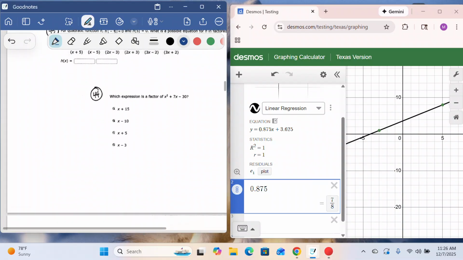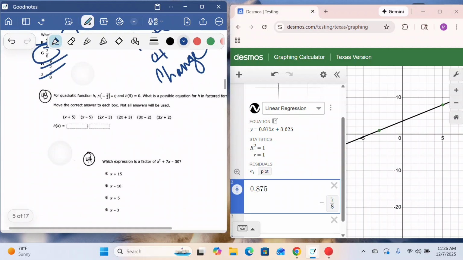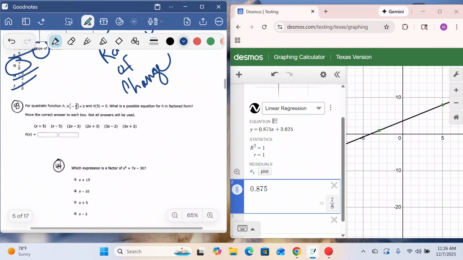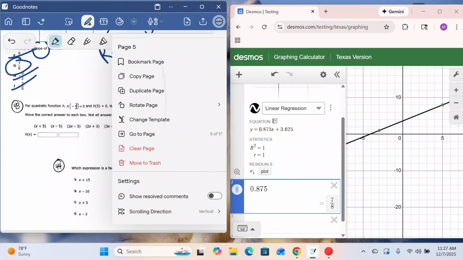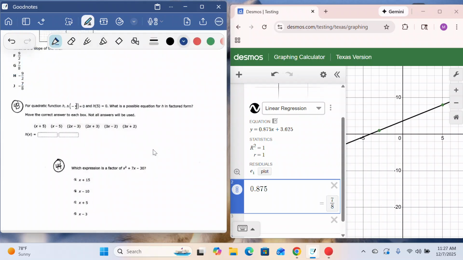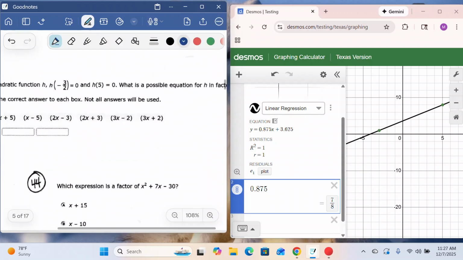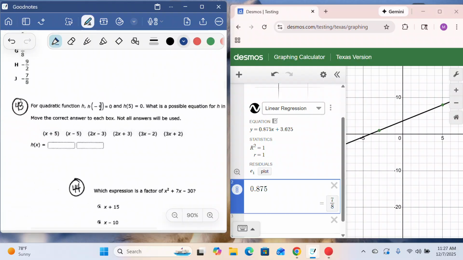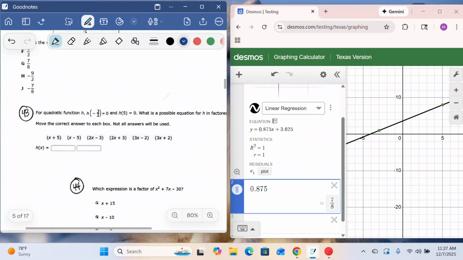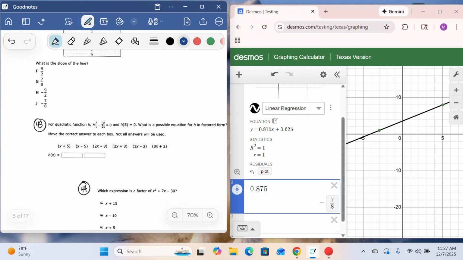So if I look at my next one, this one's an interesting one. Why is it an interesting one? Because, and let me go ahead and clear my screen. This one is complicated, yet it is easy. They're just asking the quadratic function, and they're giving you the zeros. Our zeros are -3/2 and 5.